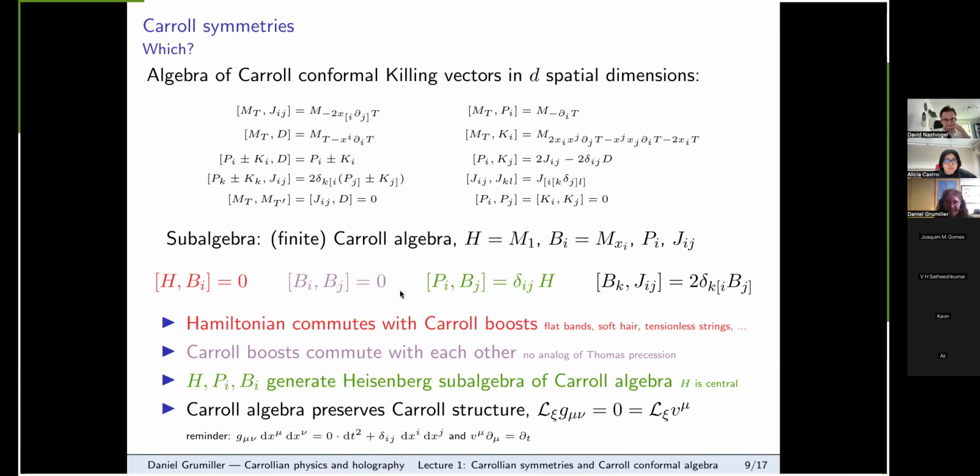Okay, and as an exercise, if you want to do a simple calculation, simpler than deriving the Carroll conformal Killing vectors, you can convince yourself that this Carroll algebra preserves the Carroll structure. So if you act with vector fields H, B_i, P_i, or J_ij on the Carroll metric and on the Carroll vector field, they're not just conformal Killing vectors, but actual Killing vectors.